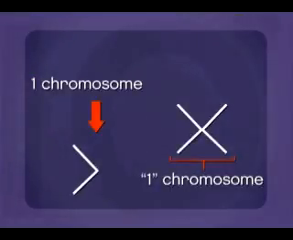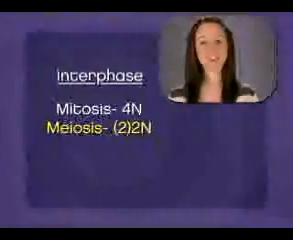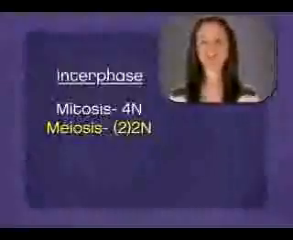I repeat, even though the amount of DNA has doubled, the cell is still considered to be 2N, not 4N like in mitosis. 2 chromatids stuck together are still only considered 1 chromosome. It's wrong. It's not fair. But you may as well accept it. They must be separated to count as 2 chromosomes.